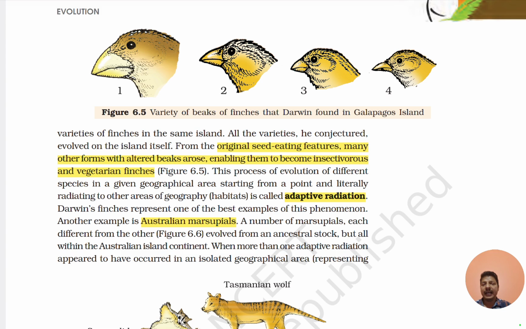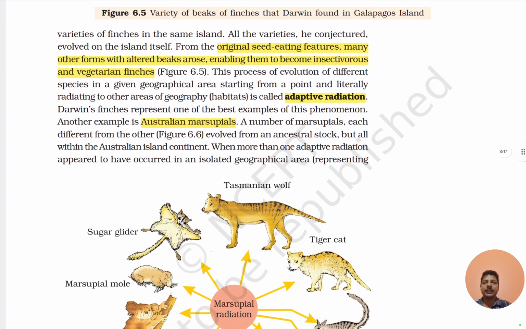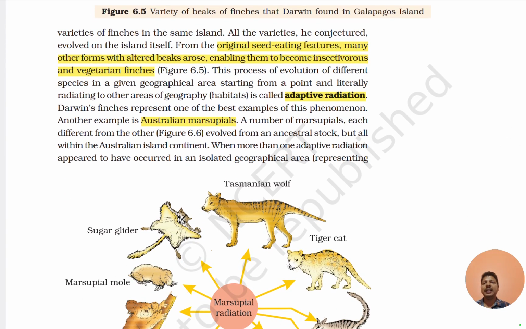Another example is Australian marsupials. A number of marsupials, each different from the other, evolved from the ancestral stock but all within the Australian island continent. As you all know, Australia is an island, so no particular animal can leave Australia for other places. So they grew there, and the varieties of marsupials are all found only in Australia.